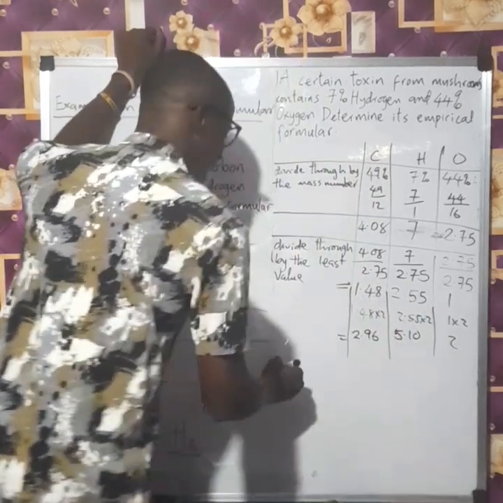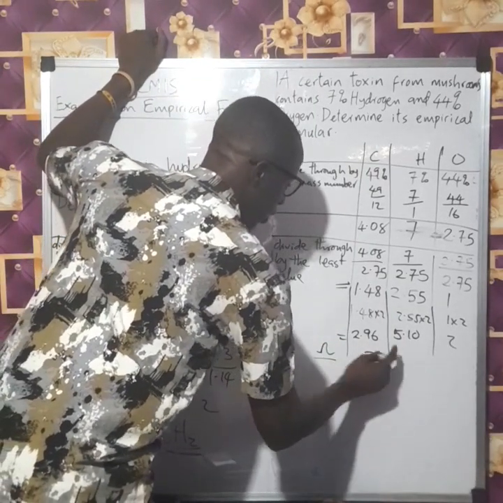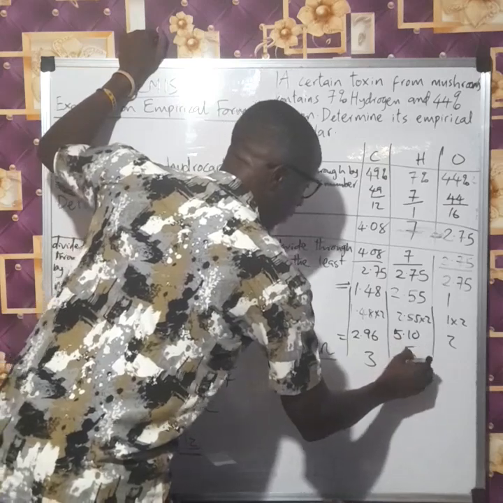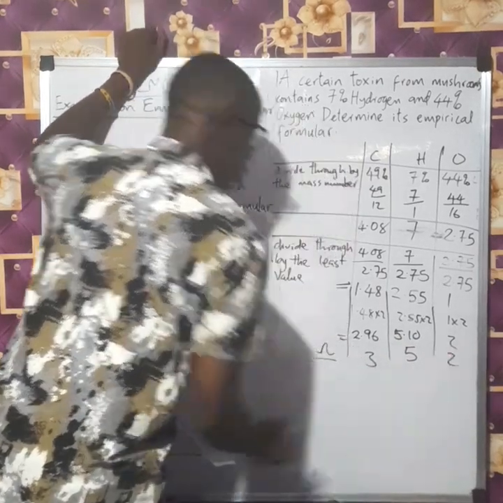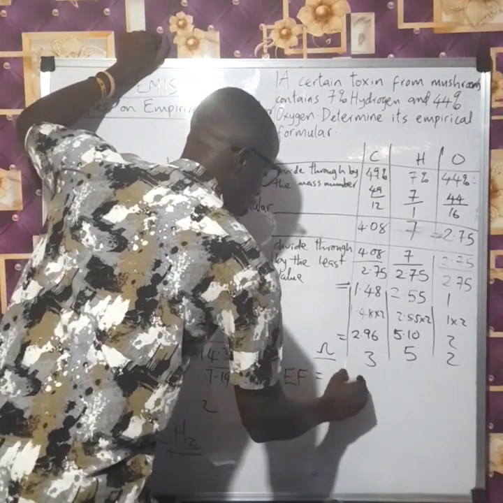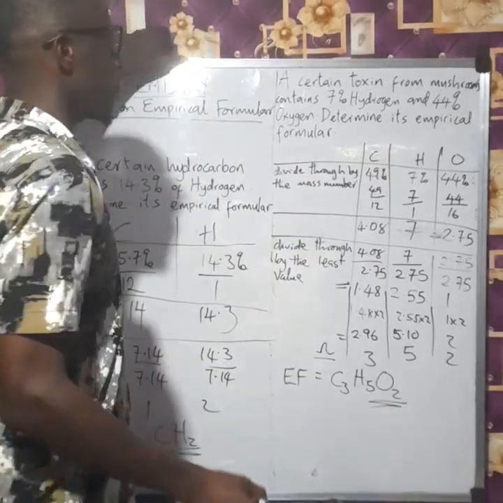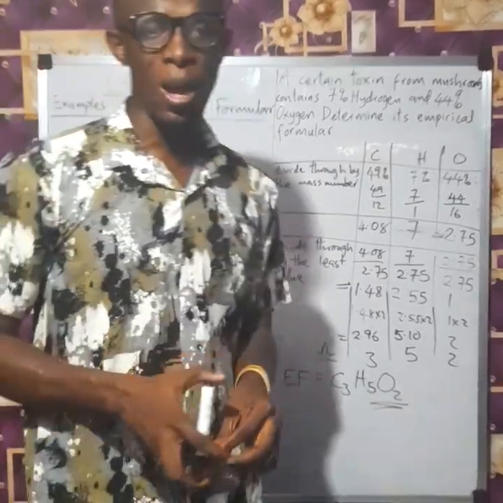You can see now that I can approximate it to be 3, very close to 3. This is very close to 5, and this is very close to 2. So now the empirical formula is C3H5O2. Is that clear? With this, we have been able to do justice to empirical formula.